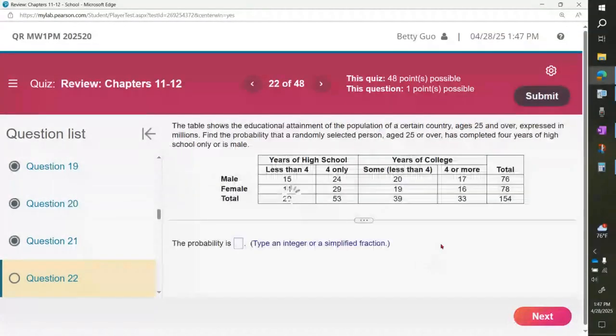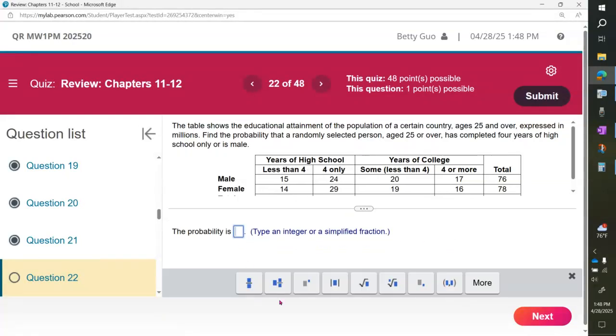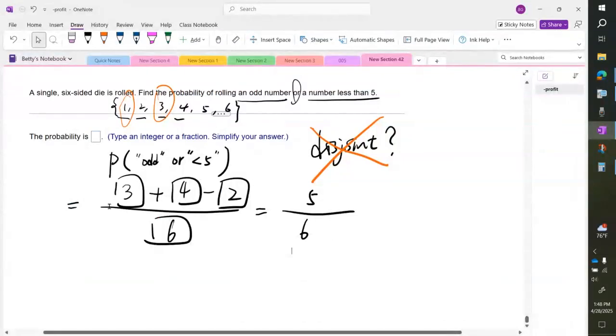Question number 22. The table shows the educational attainment of the population of a certain country, ages 25 and over, expressed in millions. Find the probability that a randomly selected person aged 25 or over has completed 4 years of high school only or is a male. Okay. This is also not disjoint. Is it possible we find a subject who is a male and at the same time completed 4-year high school only? So we're going to have a structure like this, all right?